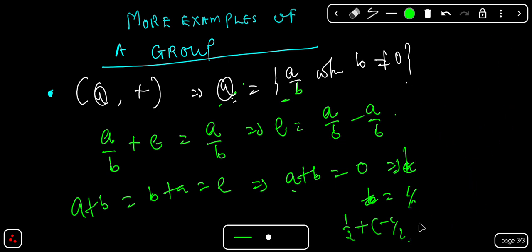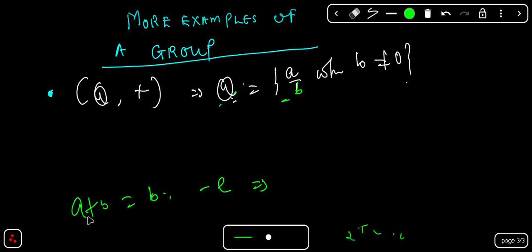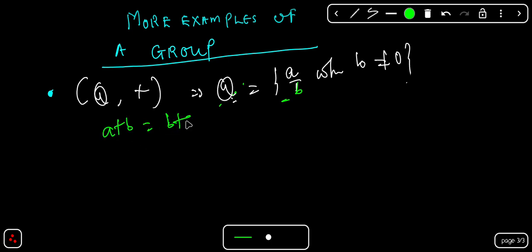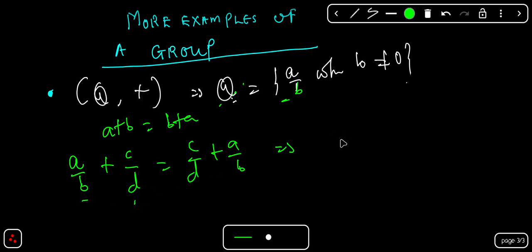Let's check for the properties of an abelian group. For it to be an abelian group, we said A plus B must be equal to B plus A. So if A plus B is equal to B plus A, then Q comma plus is an abelian group. Now, let's take any two elements. Let's say we have A over B plus C over D. Will it be equal to C over D plus A over B? Let's check. So the LCM here will be BD. So we have BD, then that will be AD plus BC.